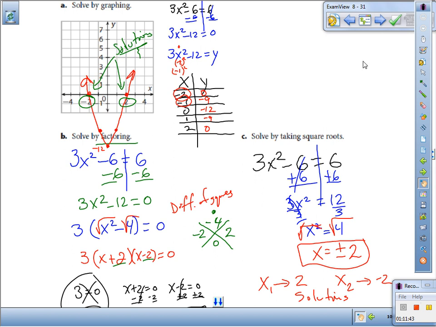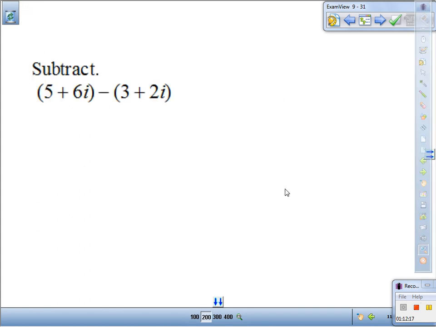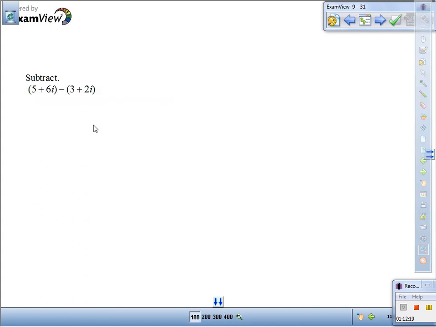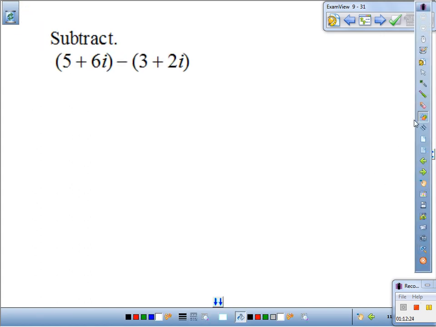Yes, Mr. Q. All right, number 9. I'll give you a head start for these. You should know these by heart by now. Subtract. All right, you should be just about done.